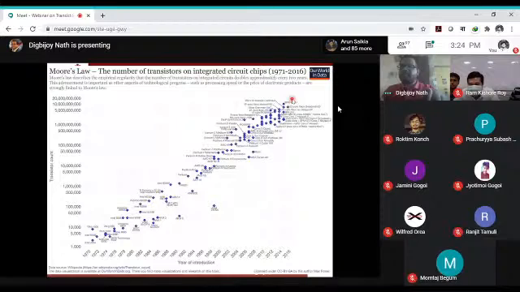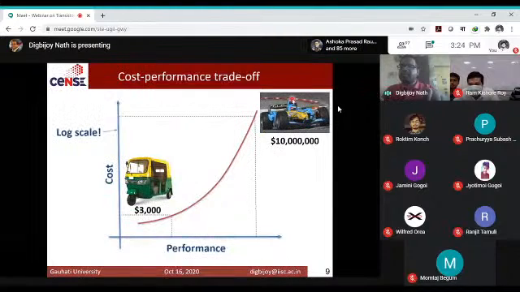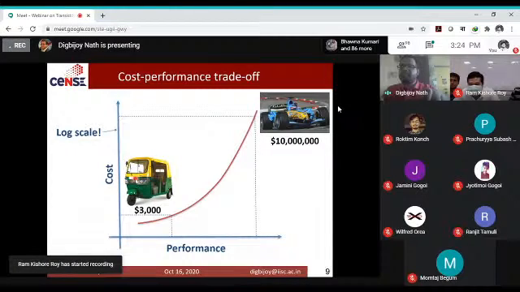So now, this is an interesting analogy I will show you. If you talk about an automotive vehicle or just a car, the x-axis is performance and the y-axis is cost. If you want to buy a bike or a car, the cost is proportional to performance.